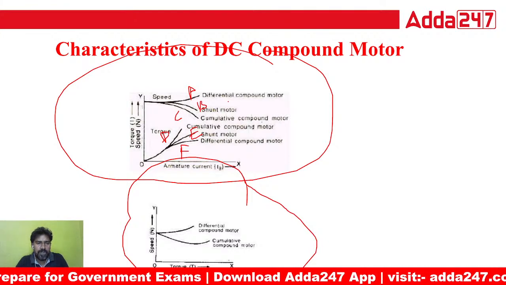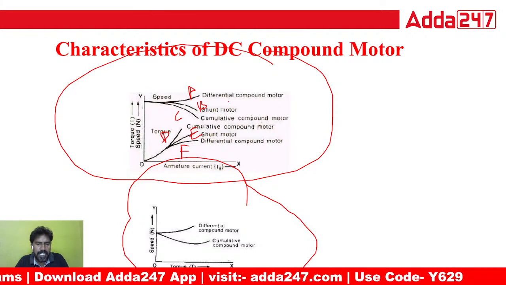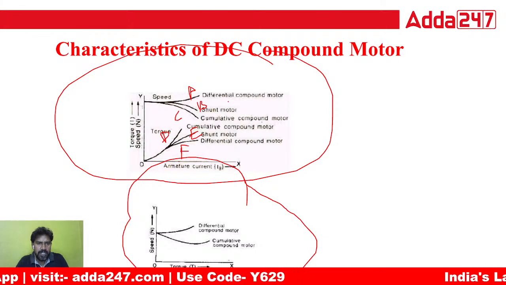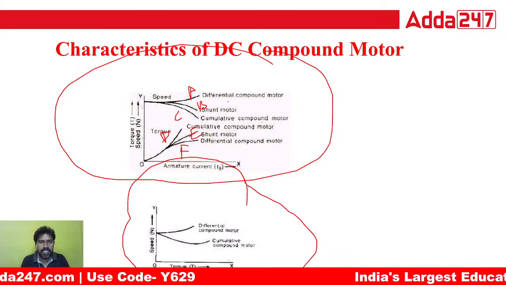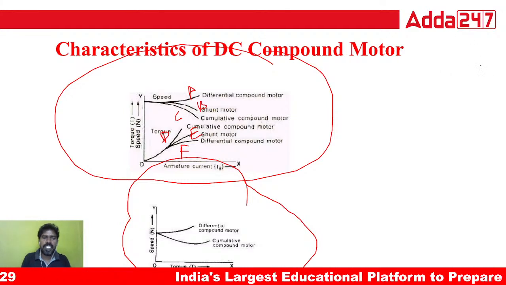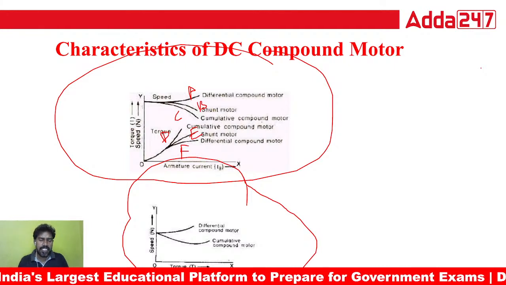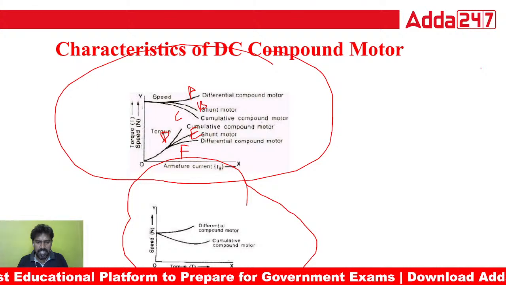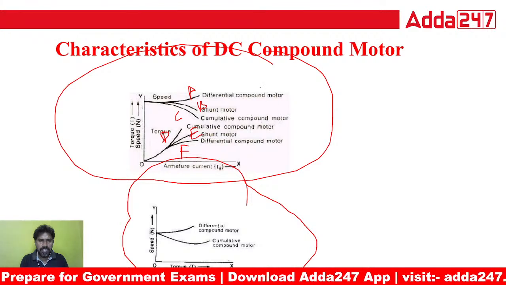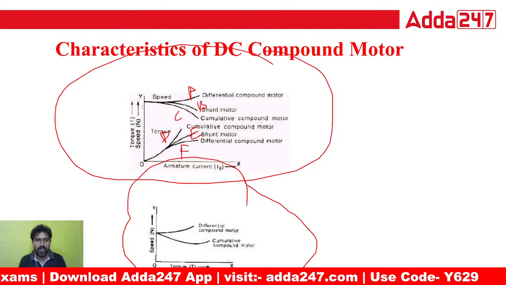differential compound? They will ask you like that: armature current and speed characteristics, armature current and torque characteristics, and torque and speed characteristics. So they will give you these as per the equations. Okay. When the fluxes are adding to each other, it is cumulative; when they are subtracting from each other, it is differential. Okay. So now you can see this is the differential compound motor, shunt motor and cumulative compound motor.